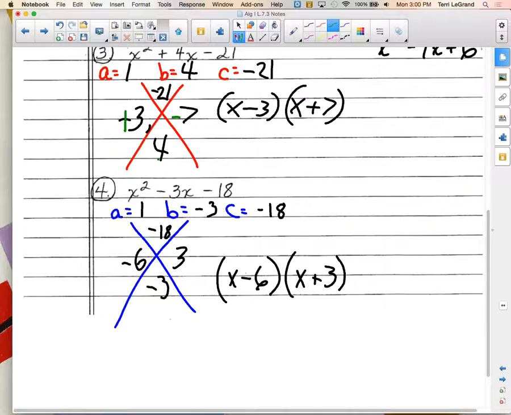So when the c value is negative, we should know that our two numbers have to turn out to be one positive and the other negative, and we want to make sure we give the negative sign to the correct one. Oopsie, now I went and did it wrong. We've got to make sure we give the negative sign to the correct one, right?